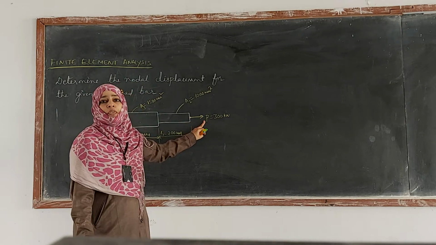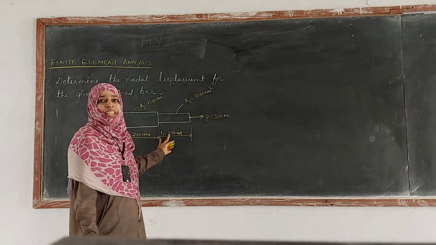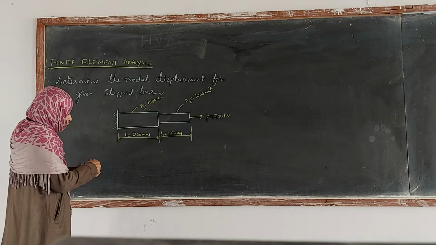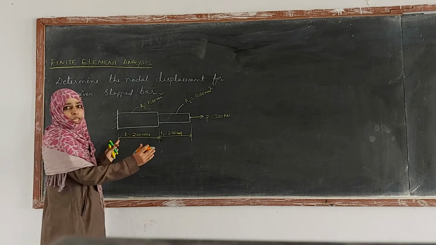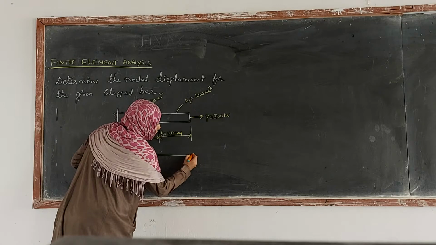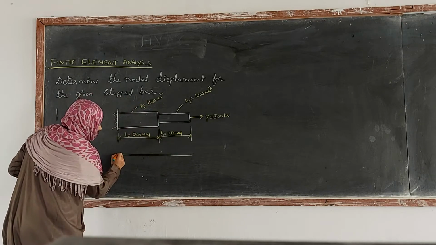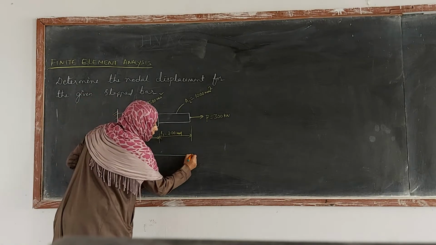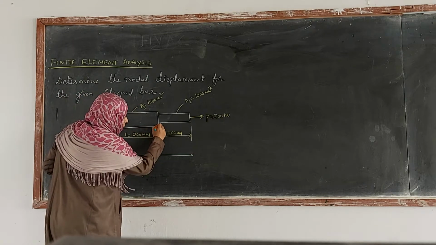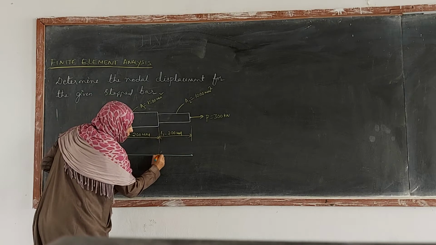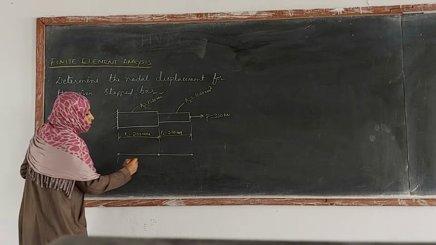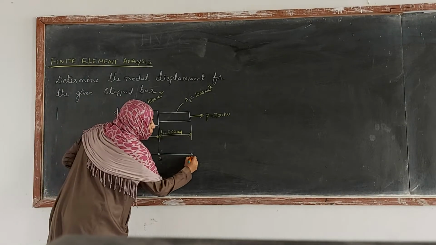Before we proceed with the problem, we will be discretizing this step bar into nodes and elements. With respect to this step bar, we can generate three nodes. The first node is at this end, the second node is at this end, and the third node is at the place where there is a section change. So this is node 1, this is node 2, and this is node 3.